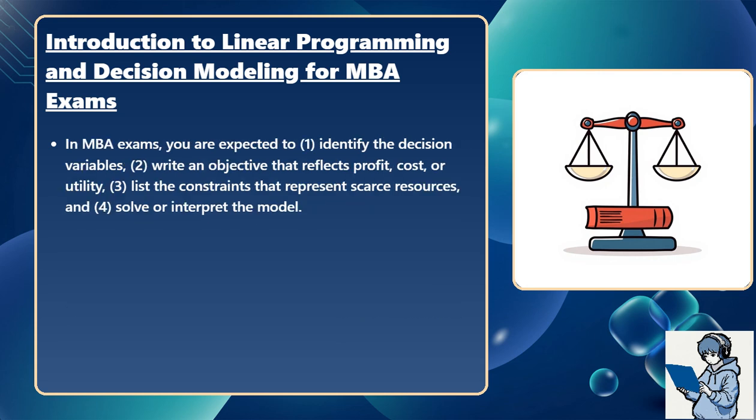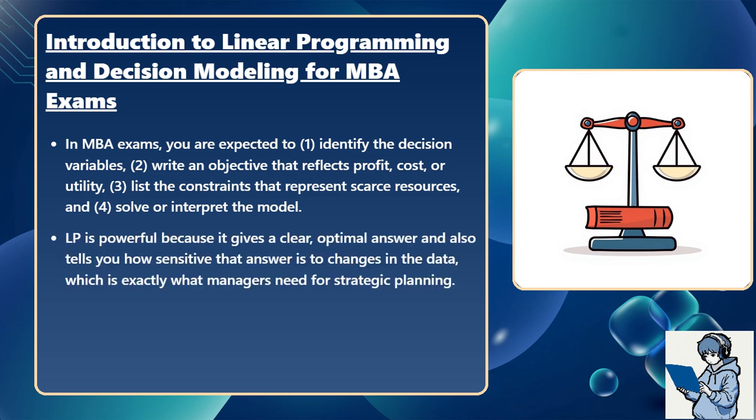In MBA exams, you are expected to: 1. Identify the decision variables, 2. Write an objective that reflects profit, cost, or utility, 3. List the constraints that represent scarce resources, and 4. Solve or interpret the model. LP is powerful because it gives a clear, optimal answer and also tells you how sensitive that answer is to changes in the data, which is exactly what managers need for strategic planning.